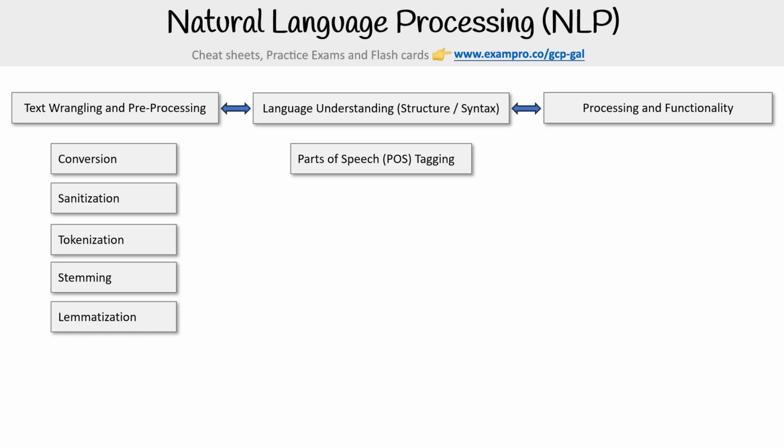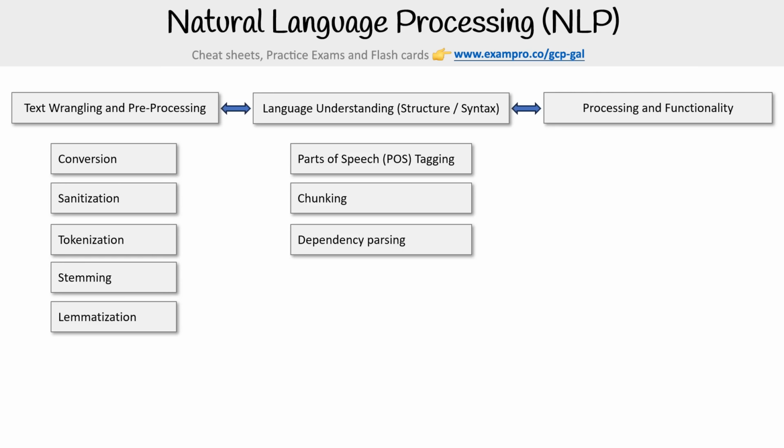We have language understanding. So these are processes to make sense of the text. So part of speech tagging. So is this an adjective? Is this a noun? Things like that. Chunking. How can we break up the text and then work with those chunks later on down the road so that it still makes sense? Dependency parsing. So, which word relies on other words and what relationships do they have to other ones?